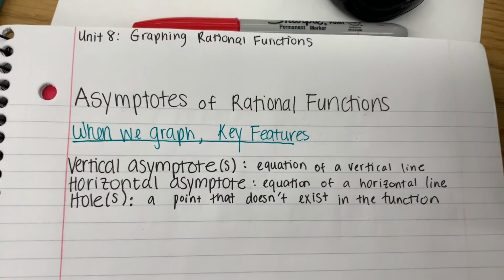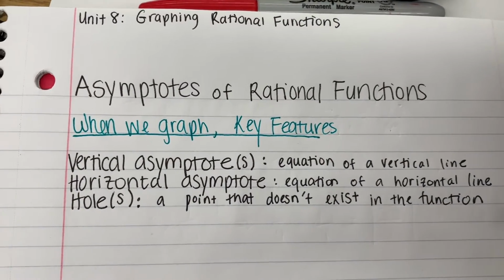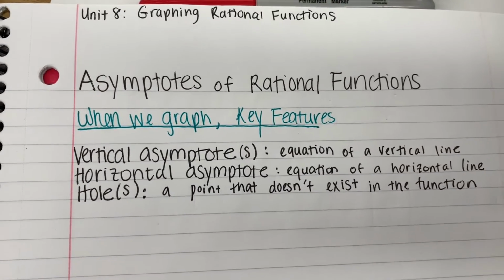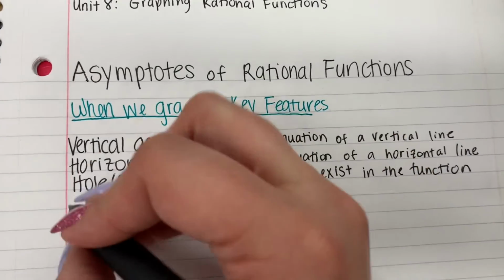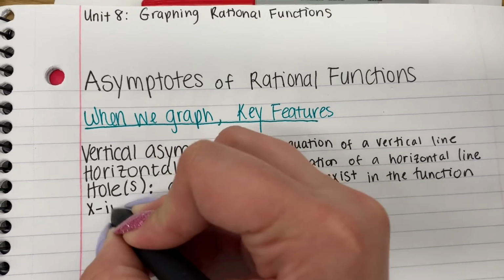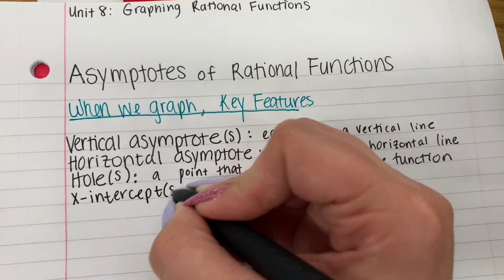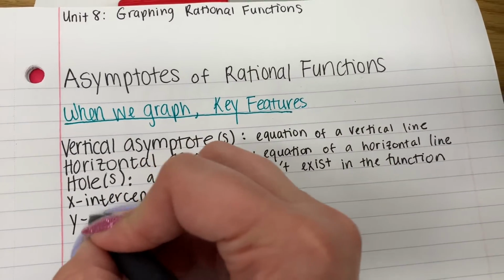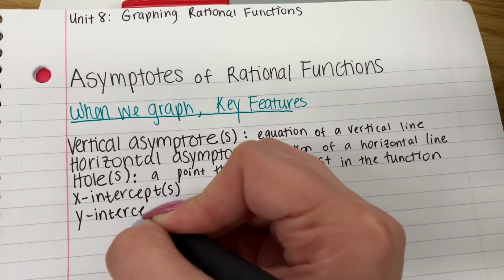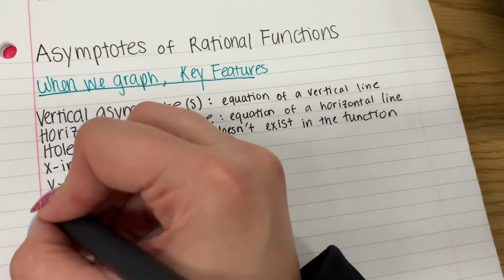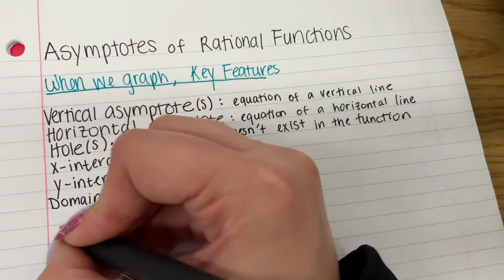Today, we're going to talk about how to find the vertical asymptotes, the horizontal asymptote, and holes in a rational function. When you are looking for the answer for vertical or horizontal asymptotes, you're looking for an equation. And when you're looking for a hole in the graph, you're looking for a point. When we graph key features for rational functions, we're also going to eventually talk about x-intercepts, y-intercept, and domain and range.